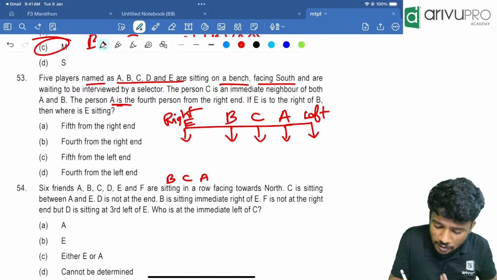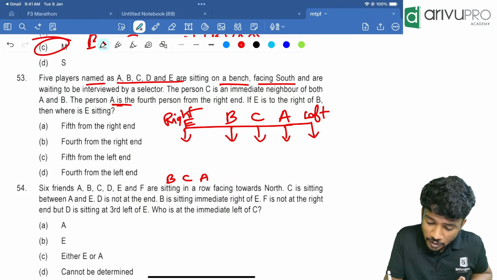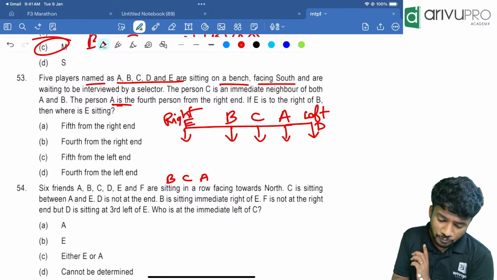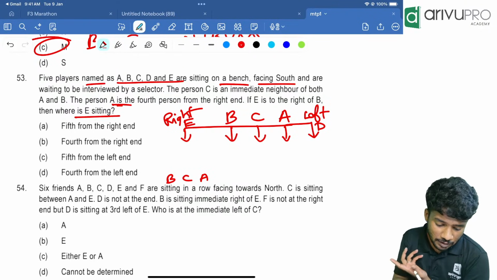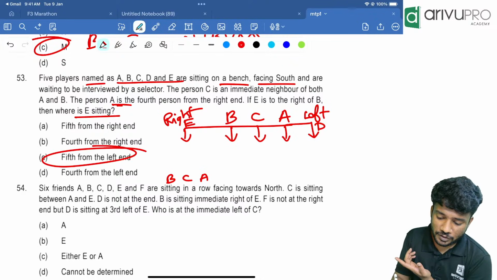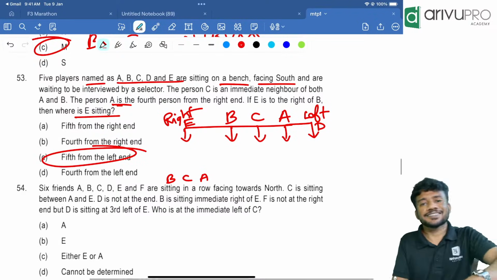So E should be here, right side. Then who is left? Who is at the left end? D should be at the left end. Now the question is, where is E sitting? E is fifth from the left end. First, second, fifth. Yes, option C is your answer.